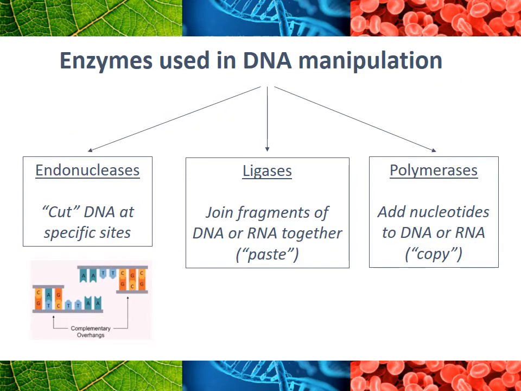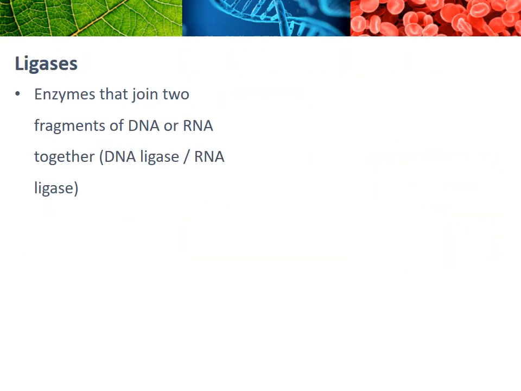Right, so we've looked at endonucleases, or as we now know, are called restriction enzymes, and their job is to cut bits of DNA. Now we're going to have a look at ligases, whose job is pasting bits of DNA. So these are enzymes that join two fragments of either DNA or RNA together, and based on that, they're either called DNA ligase, which joins two pieces of DNA together, or RNA ligase, which joins two pieces of RNA together.